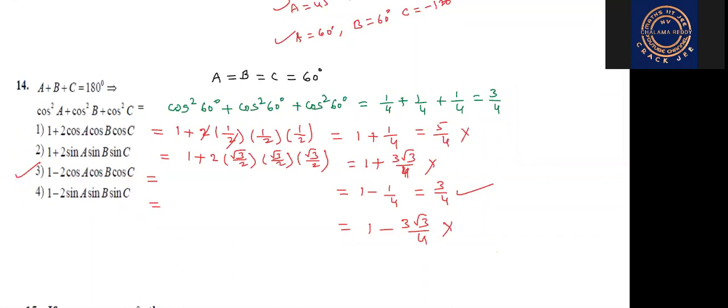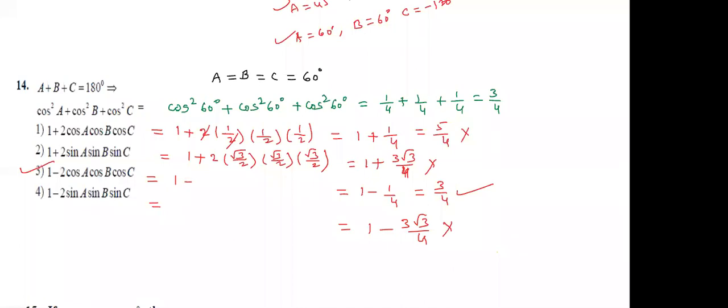Students, finally, what is the correct answer? Third option. I think all of you understood now. 1 minus 2 into 1 by 2, 1 by 2, 1 by 2. And fourth option, 1 minus 2 into root 3 by 2, root 3 by 2, root 3 by 2. So by the verification method, the shortcut method, we got the answer.